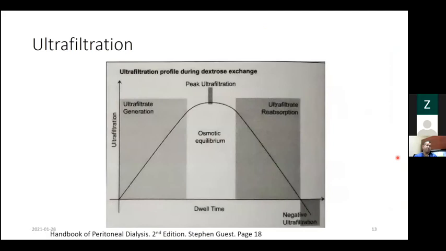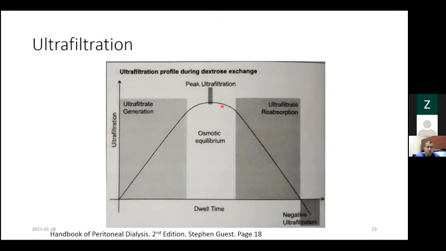Okay, now this is a diagram which shows what happens when the ultrafiltration happens. On the x-axis, you've got the dwell time, and on the y-axis, you've got ultrafiltration. So when you put new fluid in, immediately, because there's a lot of osmotic pull, the water starts coming out. Then, at the same time, there's diffusion happening. When there's diffusion happening both ways, the fluid inside the belly has a reduced osmotic gradient. Now, this is the peak ultrafiltration.